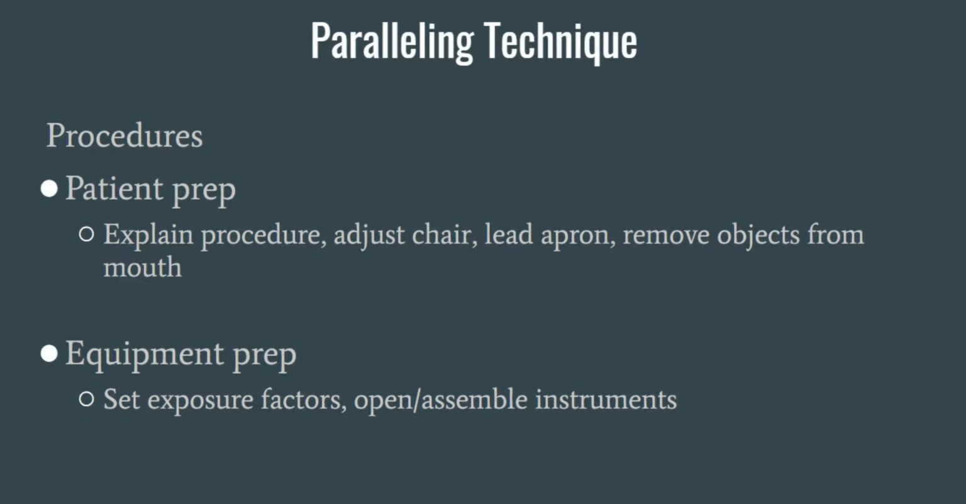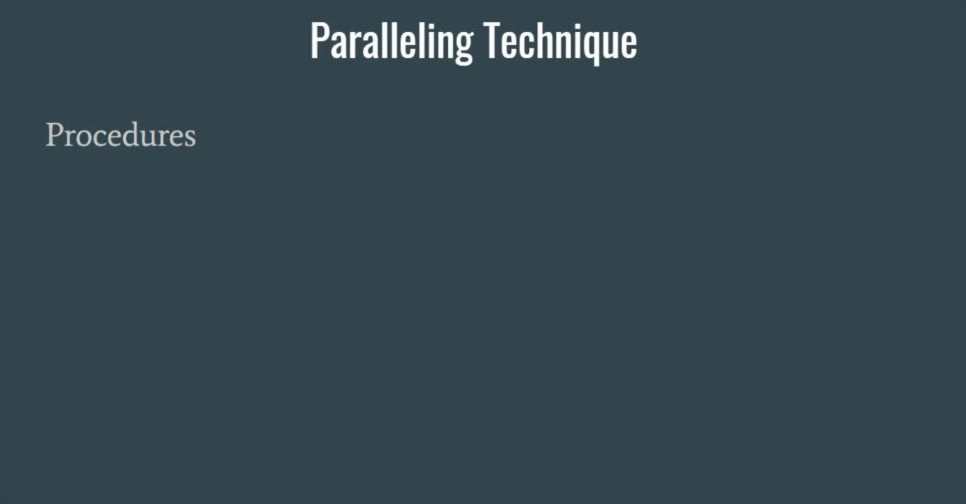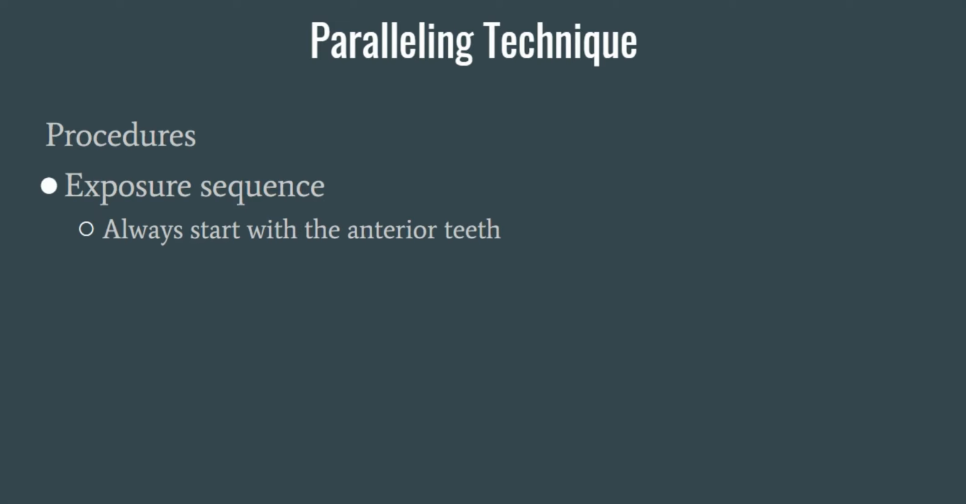From there, you will want to make sure that you have a sequence. You want to make sure that you know what order you're going in, so it's good for you to always start in the same place. And the recommendation is that you always start with the anterior teeth. One reason for this is because it's recommended that a size 1 film is used in the anterior region, so it's smaller and it's going to be less uncomfortable for the patient.